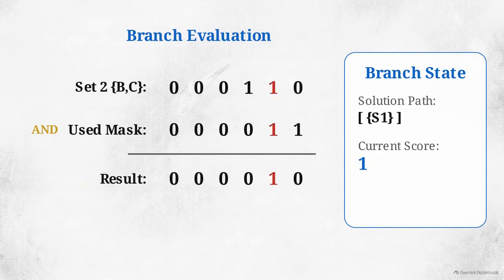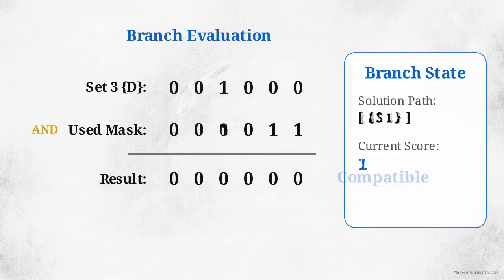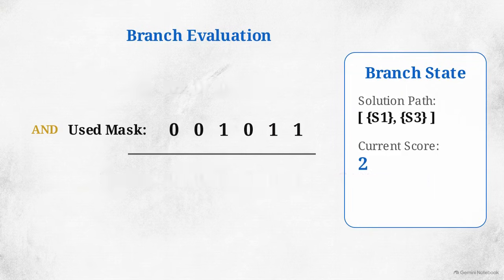Testing set 2 gives a non-zero result because both share a bit in the second position, element B. A non-zero result indicates overlap. We cannot include set 2 on this branch. Continuing down this path, we take set 3 since it fits. We then reject sets 4 and 5 due to shared elements, completing our first path with a score of 2.